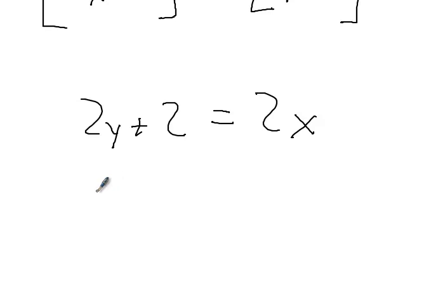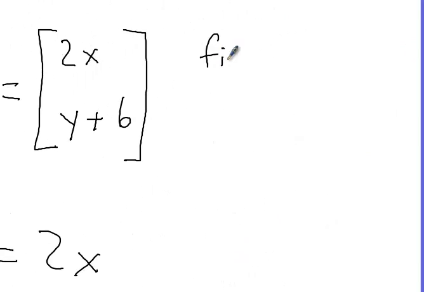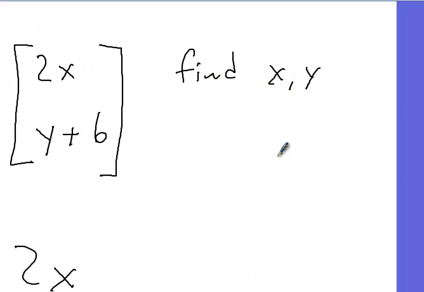So if we look here, again, we know that corresponding parts must be equal. So 2y plus 1 must be equal to 2x. And we know that x must be equal to y plus 6. Okay? Because again, the whole point of this was to find x and y. The whole point of algebra is to find missing variables.